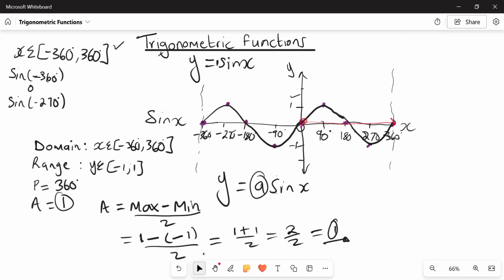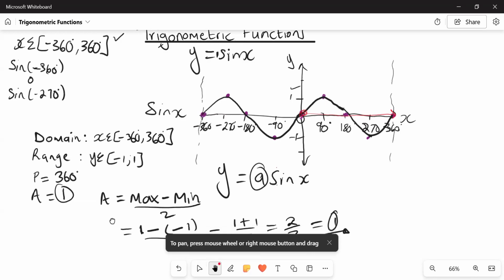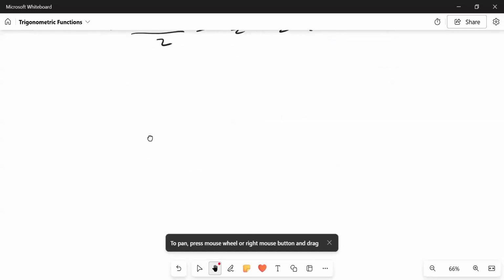So that's how we draw our graph of sine, right? Now let's draw the graph of cos x. So guys, I'm still introducing these graphs. So, drawing the graph of cos x.